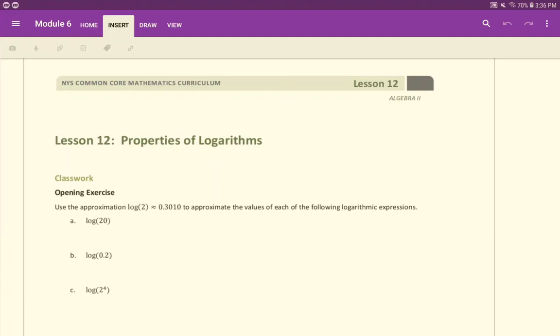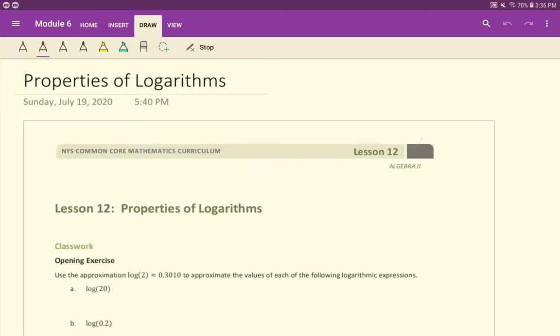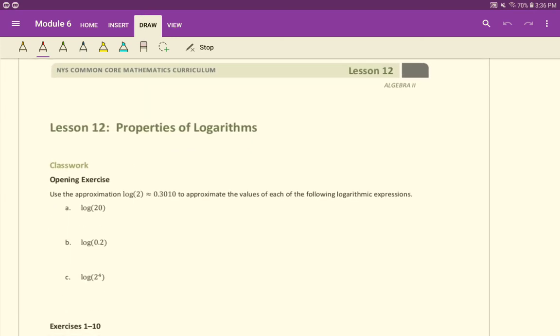We're going to take another look here at properties of logarithms today on this lesson. Again, this is lesson 12 from your Unbounded online textbook. Again, you should have your student version in front of you here that's blank, and we'll fill it in together as we go along. So, opening exercise here says to use the approximation log 2 is approximately 0.3010 to approximate the values of each of the following logarithmic expressions.